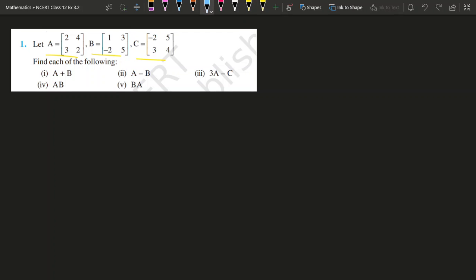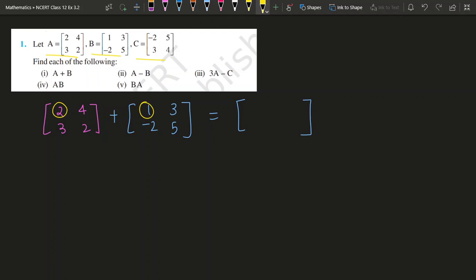These are 2 by 2 matrices, and we are asked to find A plus B, A minus B, 3A minus C, A times B, and B times A. So let's do the first problem. 2, 4, 3, 2 is the matrix A. Add it to matrix B. Matrix B is 1, 3, negative 2, 5. And if you want to add it, you're essentially doing an element-wise addition. So 2 plus 1 becomes 3, 4 plus 3 becomes 7, 3 minus 2 becomes 1, and 2 plus 5 becomes 7. So that's the answer for the first part.